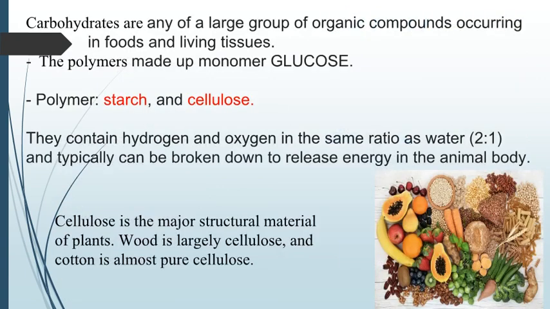Carbohydrates are any of a large group of organic compounds occurring in foods and living tissues. The polymers are made up of the monomer glucose; polymers include starch and cellulose. They contain hydrogen and oxygen in the same ratio as water, 2:1, and typically can be broken down to release energy in the animal body. Cellulose is the major structural material of plants. Wood is largely cellulose, and cotton is almost pure cellulose.